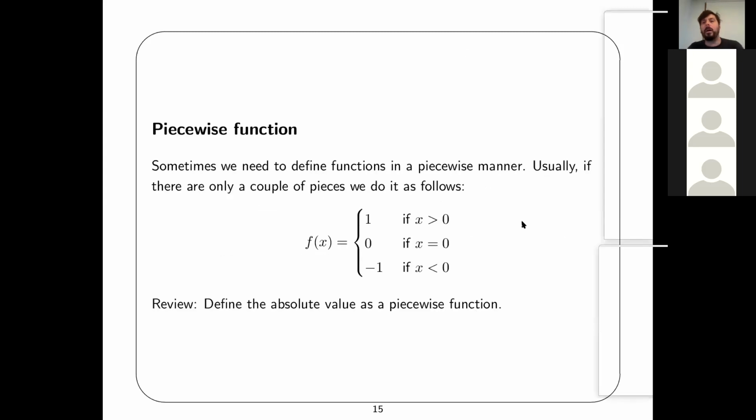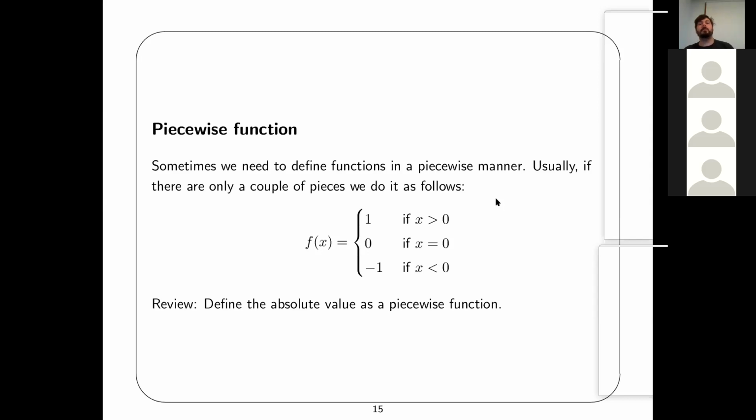All right. One way to define, and this is something that is harder to do, you can't always do things with elementary functions directly. So what we do is we define them in a piecewise manner. And that means we usually just chop the real numbers, or whatever the intended domain is, into pieces. And if there's only a couple of pieces, which is usually the case, we say f of x equals, and then we have three possible cases. If x is positive, it's 1. If it's 0, it's 0. If it's negative, then it's -1.